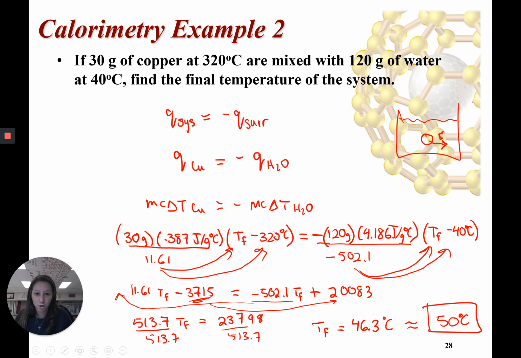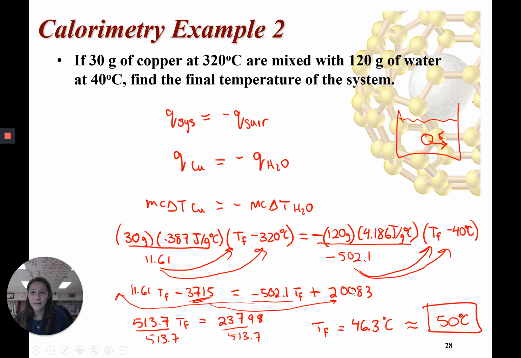Now, I know there's a lot of algebra here, but if you have this work, just this equation with the numbers plugged in with units, then the final answer is only 1 point. So I care about the chemistry, not you knowing how to punch it into your calculator. I do want you to look at this and see if it makes sense. Copper started out at 320 Celsius. It went all the way down to 50 Celsius. That's a lot. It's a big difference, right?